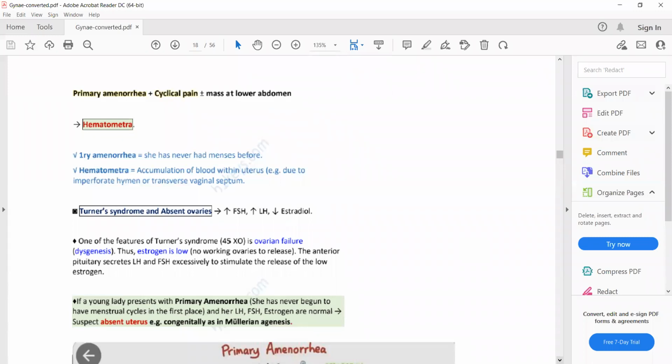hematometra. What is hematometra? Hematometra is accumulation of blood within the uterus. So why would blood accumulate within the uterus? Blood would accumulate within the uterus due to two reasons.